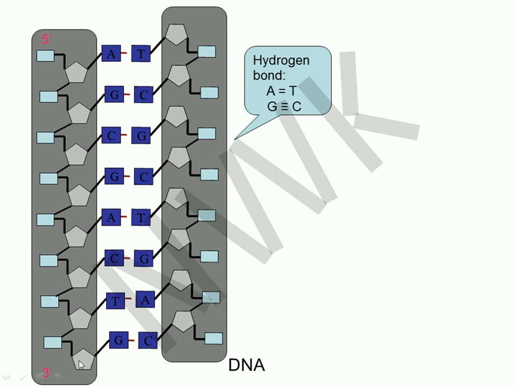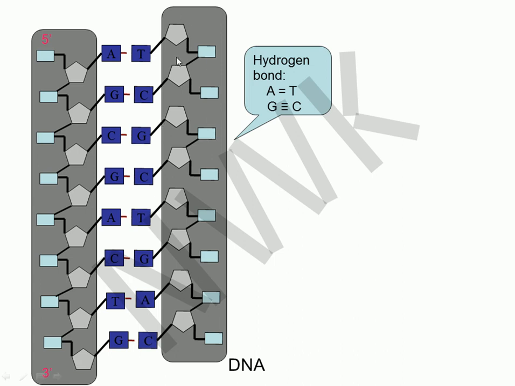The 5' and the 3' indicate the carbon numbering. So at this position, the top carbon is carbon 5. So that's why it is known as the 5' end. While at this position, the lowest and outermost carbon is carbon 3. That's why it is also known as the 3' end.